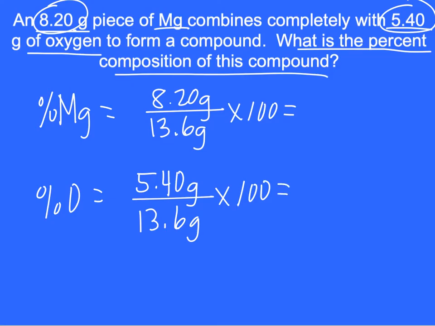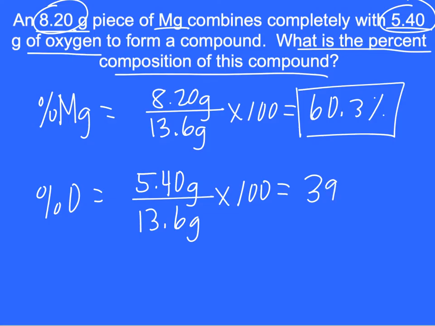So put this into your calculator, and then for the magnesium, you should get 60.3%, and then the oxygen, you should get 39.7%. And when you add all of them up together, it should equal 100%. So that is one way you can check your work.